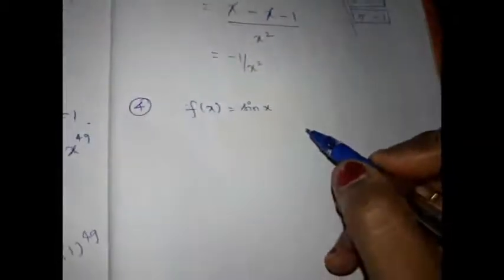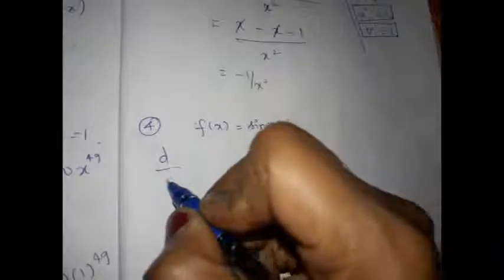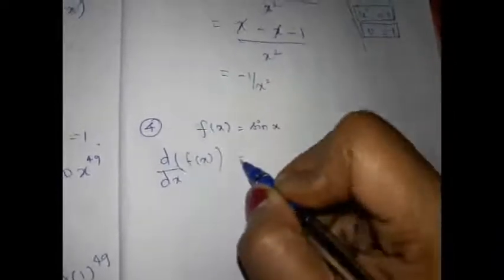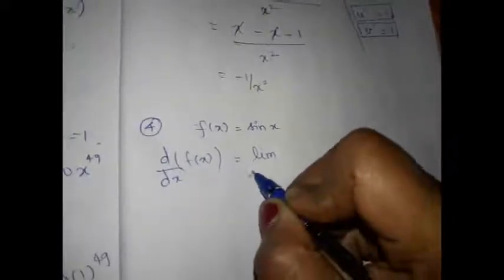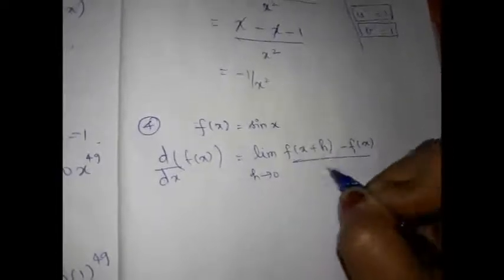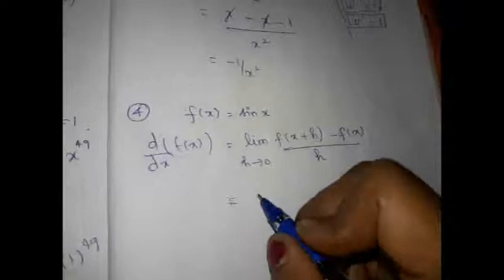Now let us see how to find the derivative of f(x) = sin x. It's a trigonometric function. We have not learned any theorem so far, so we are going to go with the normal definition of a derivative. d/dx of f(x) is equal to the limit as h tends to 0 of [f(x + h) - f(x)] divided by h. This is the definition we have learnt.